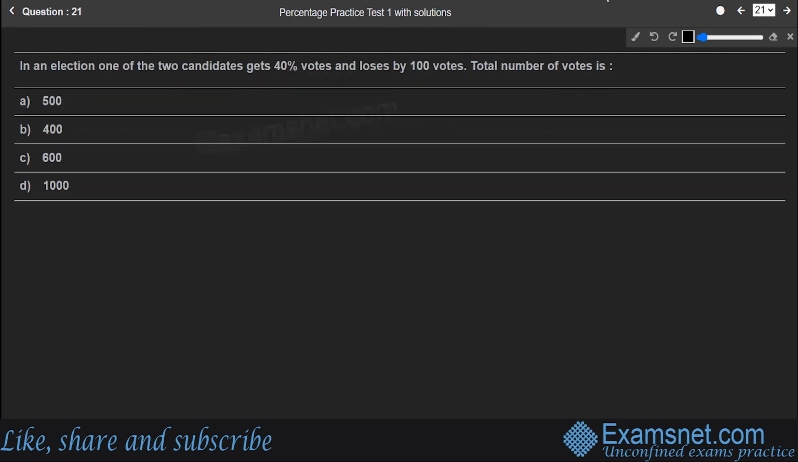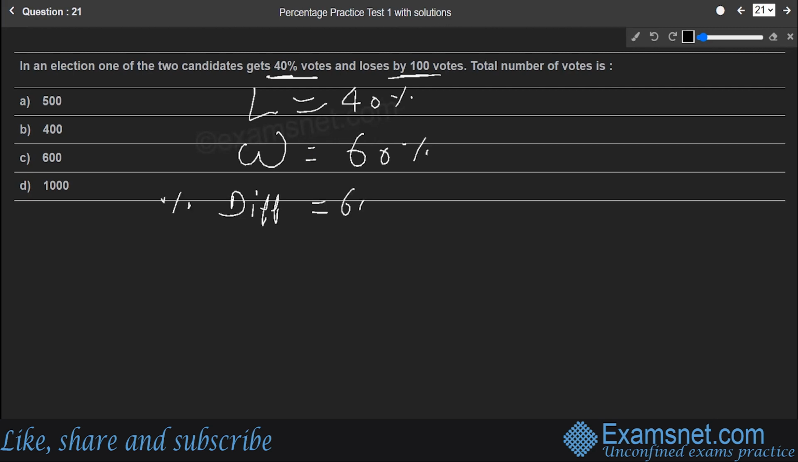Now, in an election, one of the two candidates gets 40% votes and loses by 100 votes. So the losing candidate has got 40% votes. So clearly, the winning candidate would have got how many votes? If only two contestants are there, the loser has got 40%, so the winner would have got 60% of the votes. And they say he loses by 100 votes. So the difference between them in terms of percentage is obviously 60% minus 40%, that is 20%. 20% has been the voting difference.